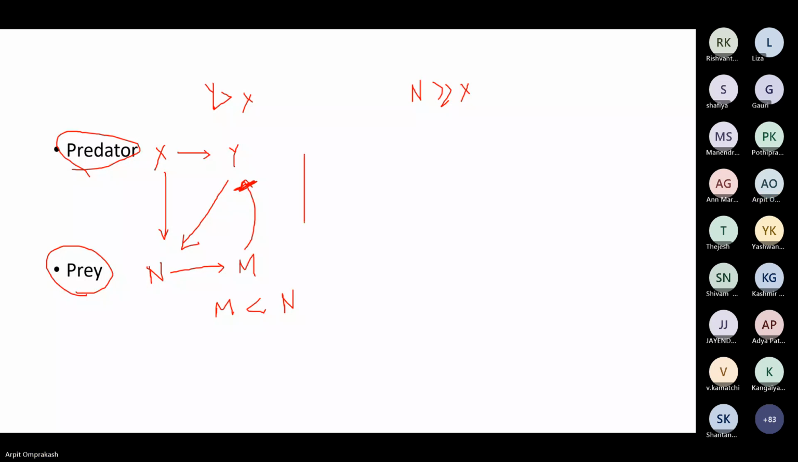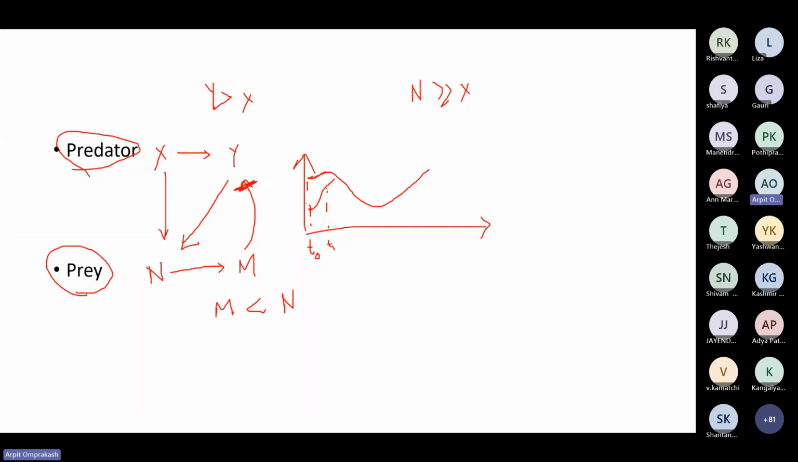So if you plot a graph, let's say this is the initial population of prey, and this is the initial population of predator. The prey is also increasing, so the predator population tends to increase because there is more prey. At T0, the initial point of time, there is more prey and less predator, so the population of predator tends to increase.